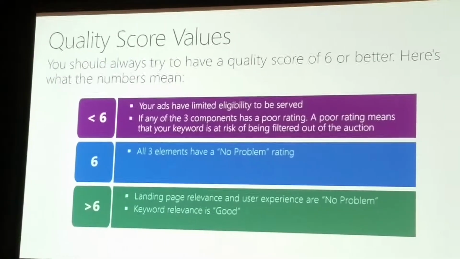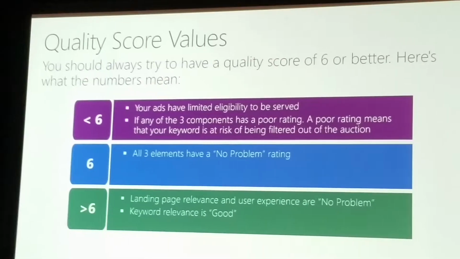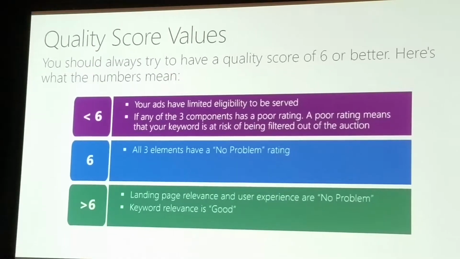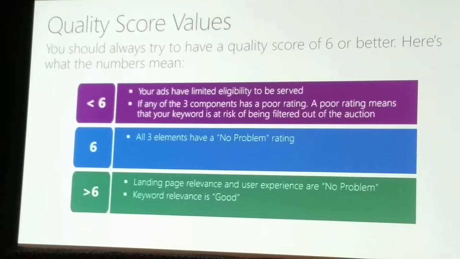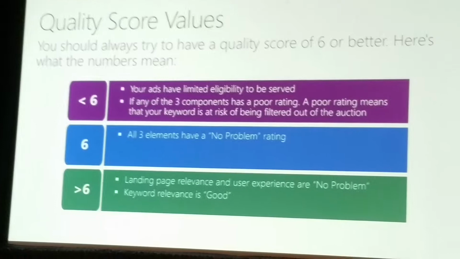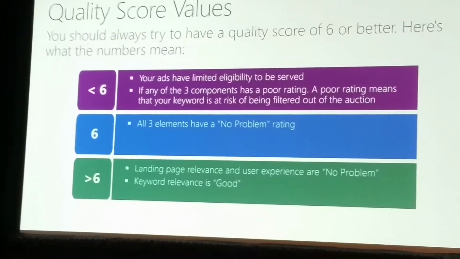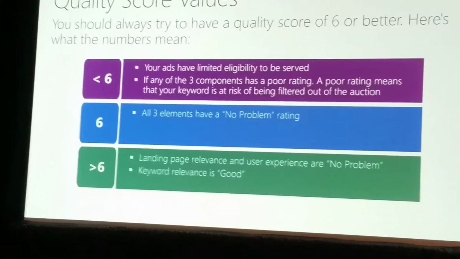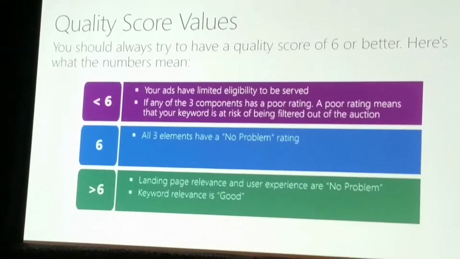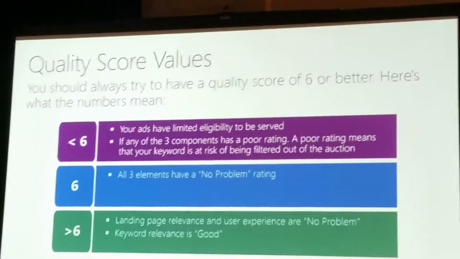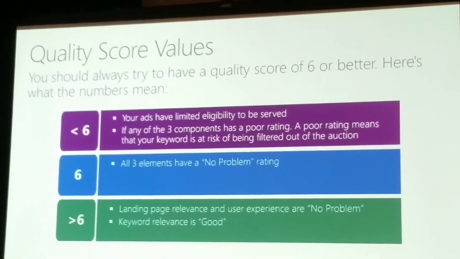If your ad has a quality score of under 6, you have limited eligibility to be served. This means that while we want you to have 5 to 15% lower cost per click, you might be bidding the same as Google or maybe even higher, because your quality score is seen as lower than the standard that we want on our network.